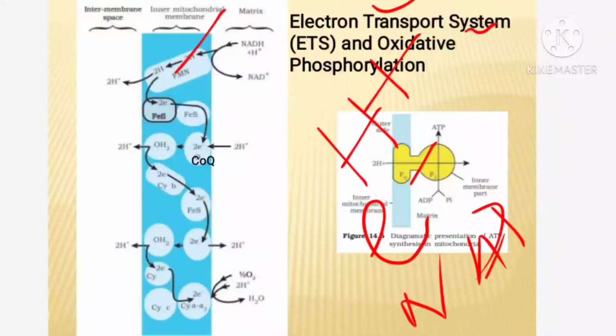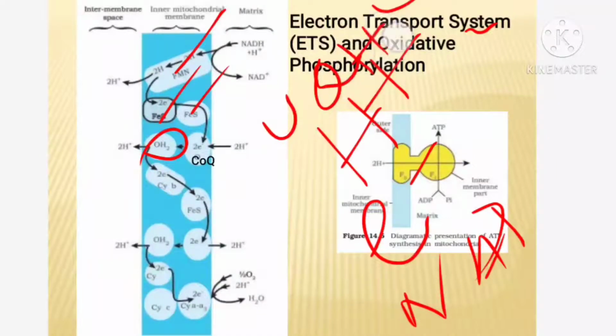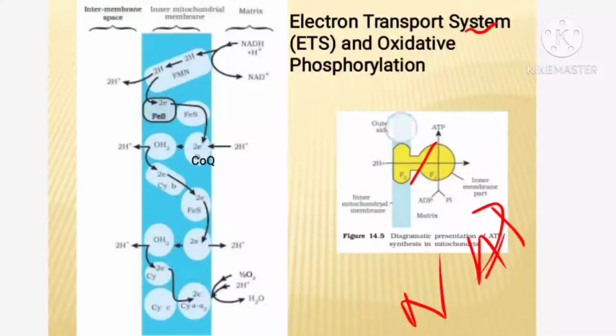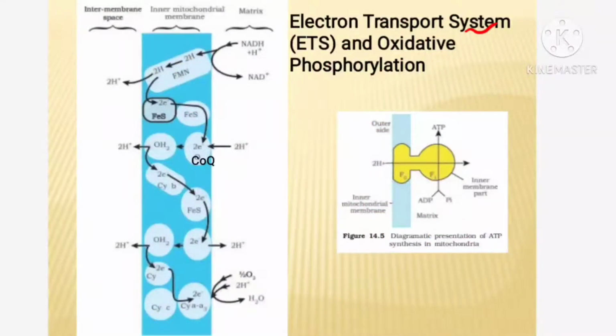FMN is the first electron acceptor molecule, followed by FeS. It's better that you write it down. Ubiquinone, UQH2. Just refer to your text, it will be more clear. Thereafter cytochrome b, FeS, ubiquinone, cytochrome c, cytochrome a, cytochrome a3. All these names are not that important, but you should know that these are electron acceptor molecules.